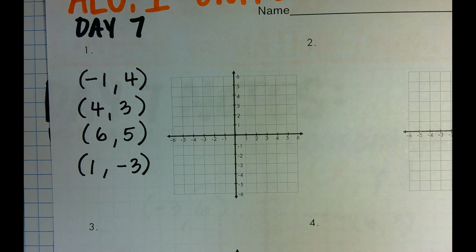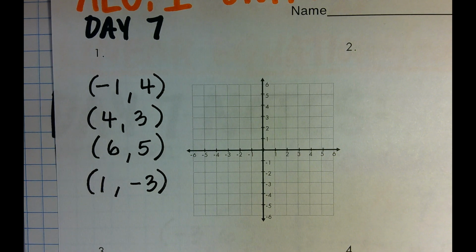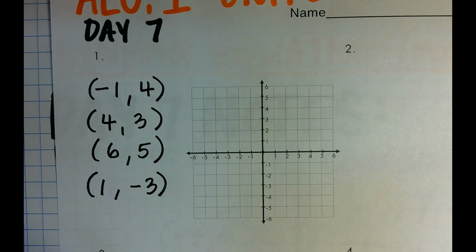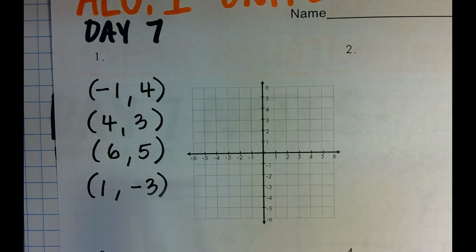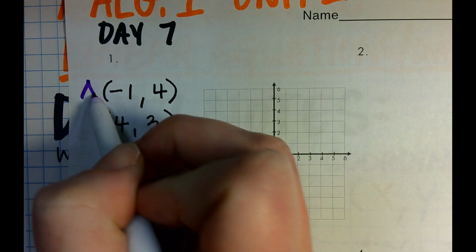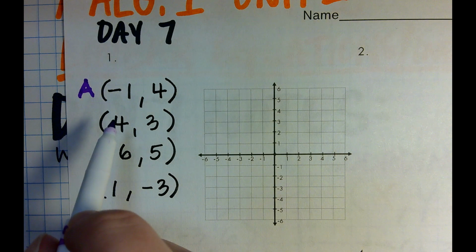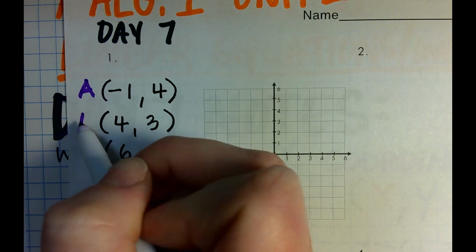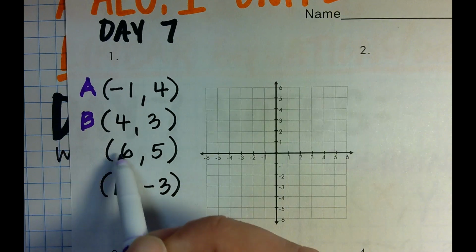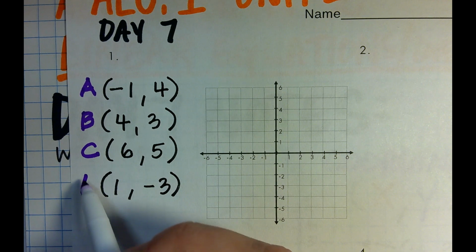So, let's start by looking at the first coordinate. Before I actually start plotting them, I'm going to label these with letters so that we're not drawing lines all over the place and making our paper messy. We'll call -1, 4 coordinate A. We'll call 4, 3 coordinate B. 6, 5 will be C. And 1, -3 will be D.